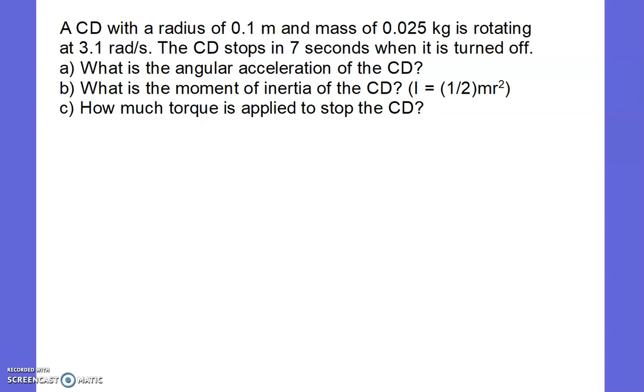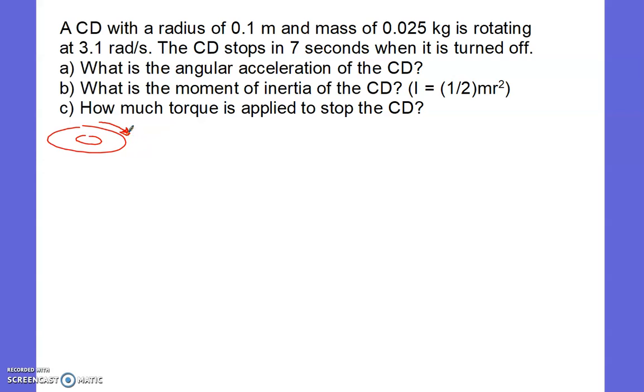Then we want to find what is the moment of inertia of the CD, given the formula that the moment of inertia is 1/2 mr squared. And then finally, how much torque is applied to stop the CD. As always, we start by drawing a picture of what's going on. We have a CD, and then we have it rotating or spinning.